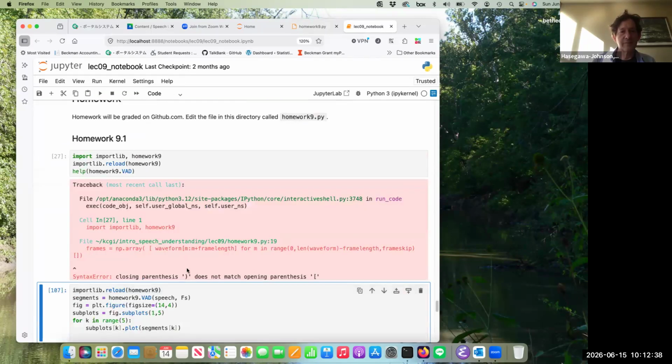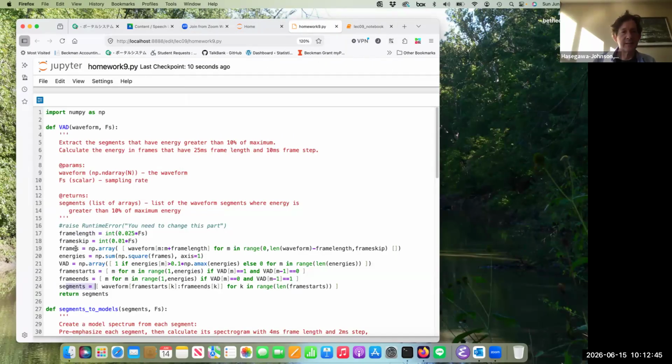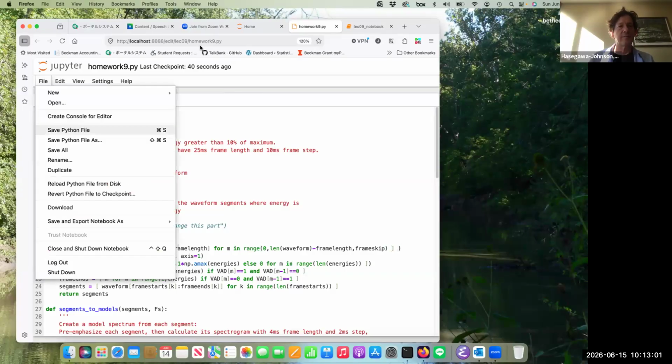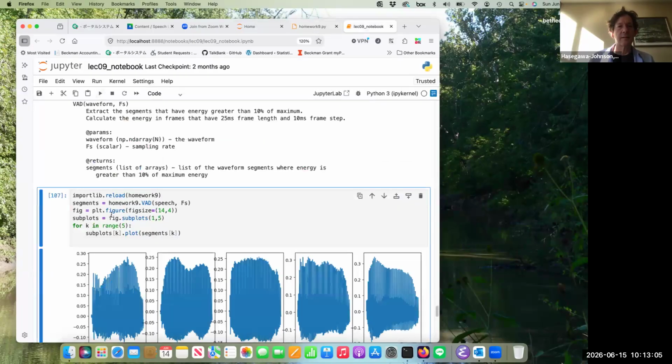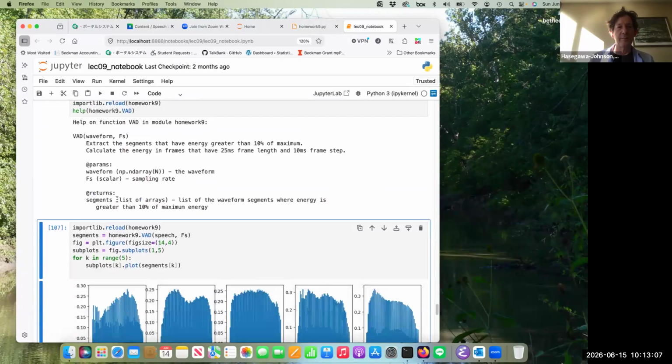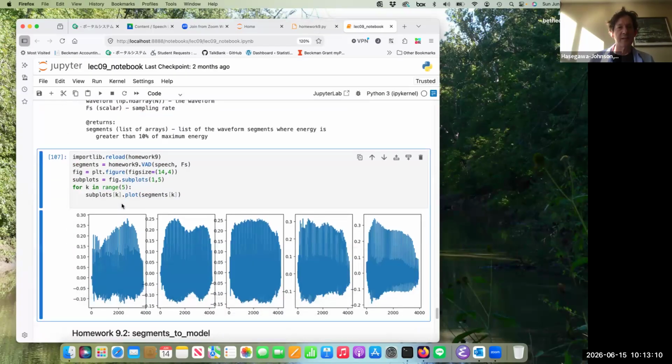Oops, it looks like I've got a typo. Closing parenthesis does not match opening parenthesis in line 19. Here's line 19. In that range, oh, I've got an extra open parenthesis there. That closing parenthesis and that closing parenthesis. All right, that looks like that's right now. Let's try it again. Okay, no typos.